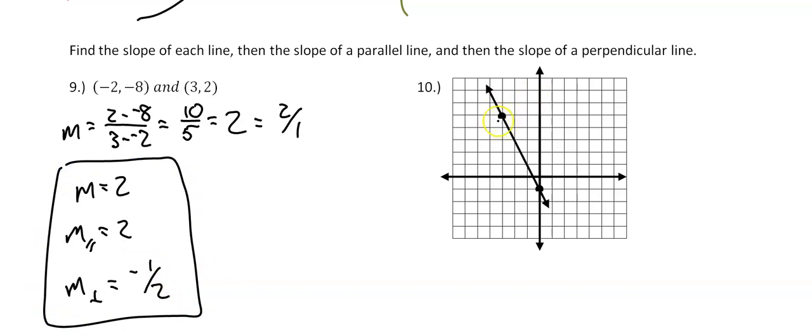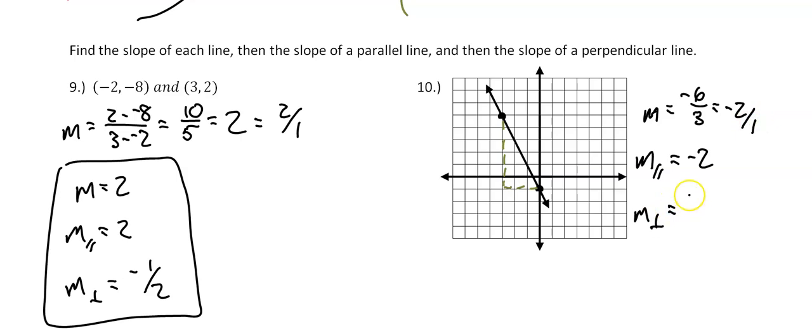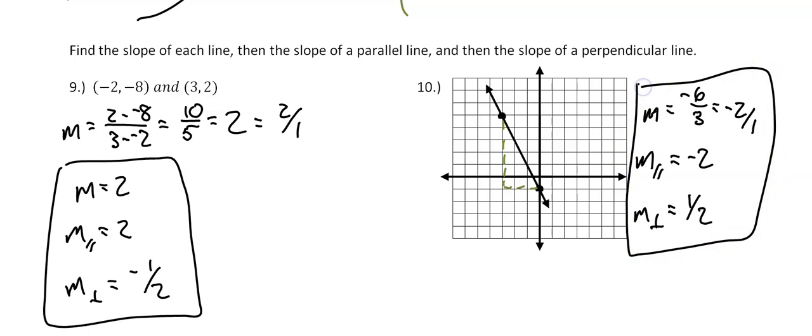This guy's same kind of thing. If I count the rise over run here, looks like I go down and over. See, it's down 1, 2, 3, 4, 5, 6, and then over 3. So the slope this time is down 6 over 3, which is a -2. So that means the slope of the parallel line would also be -2 because parallel lines have the same slope. The slope of the perpendicular line, so this is -2 over 1, would be positive 1 over 2. Okay, it's opposite reciprocal. And that's it.